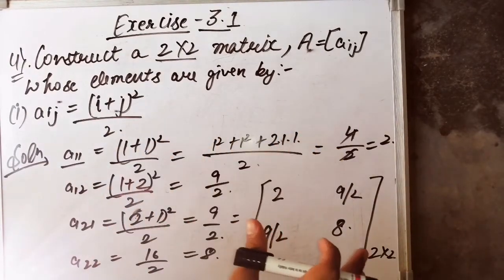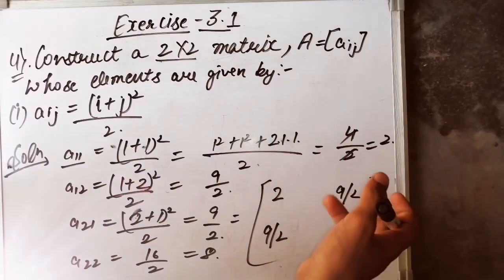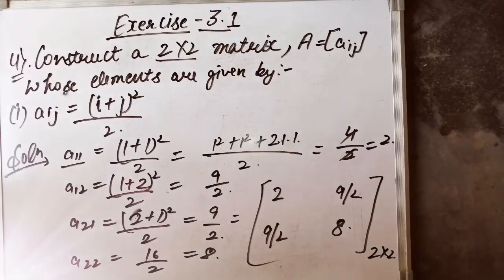The examiner can also ask you to make a matrix of 3 cross 3 or 3 cross 4. You need not be confused between them. What you need to do is simply write down the element which you need to find out, and do the algebraic calculations.